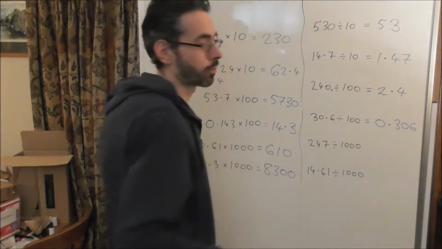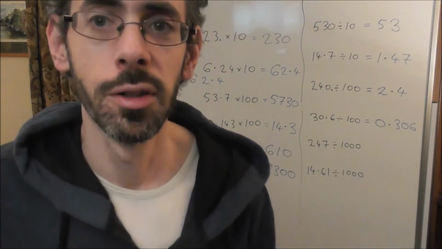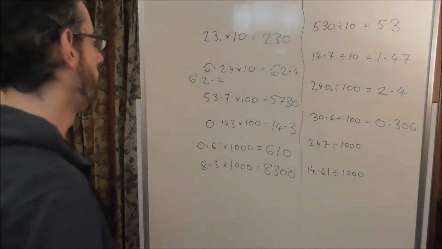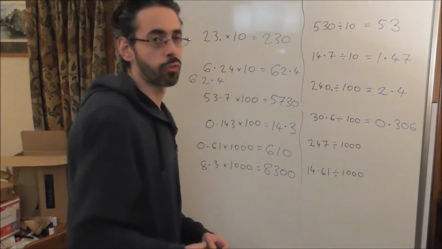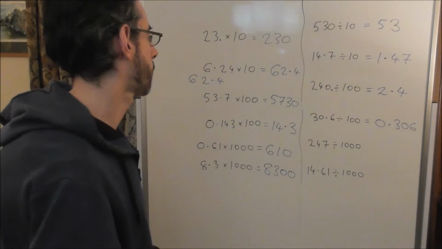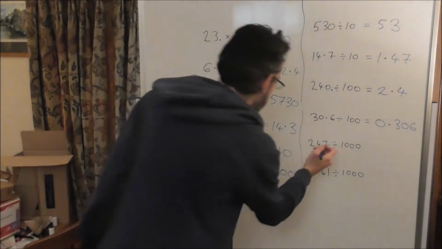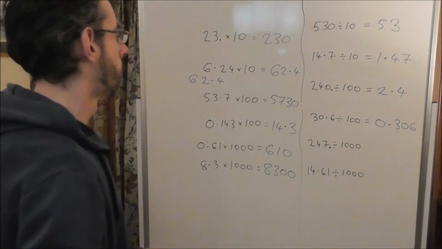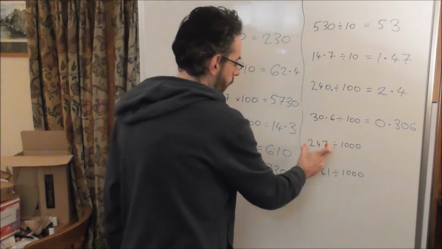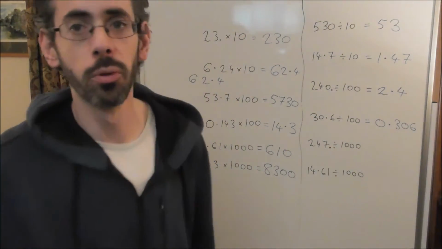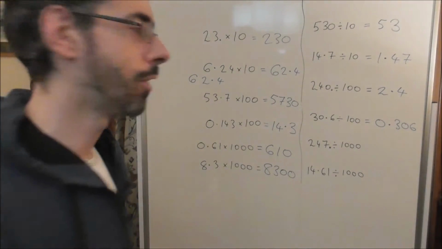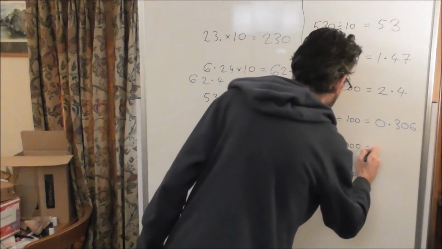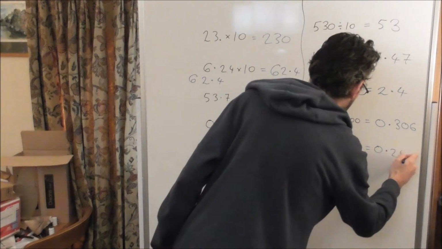Right, 247 divided by 1,000. Now when you divide by 1,000, all the digits move 3 places to the right. So you can imagine the decimal point here after the units digit, after the 7. So if you move the digits 3 places to the right, all 3 digits are going to move together past the decimal point. So the answer is going to be 0.247.